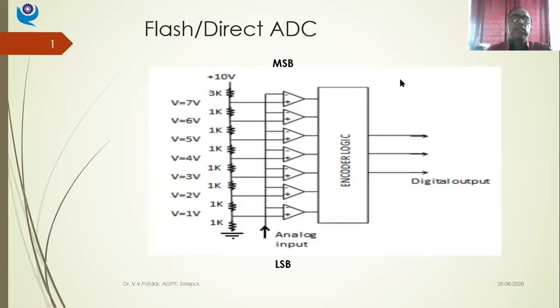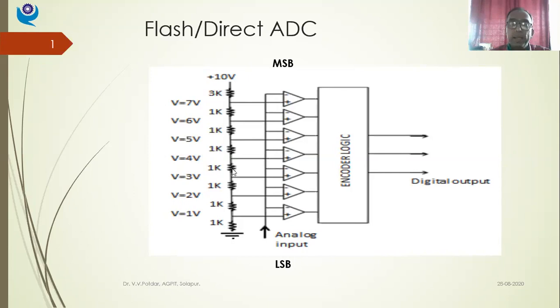Yesterday, we had discussed a flash type of ADC, which is also called a direct type of ADC. Quickly, we'll recap what we did yesterday. Here we have a number of operational amplifiers, op-amps, and we have a reference voltage that is supplied. The non-inverting input terminals of the op-amps, all positives, are connected to what is called the resistance ladder.